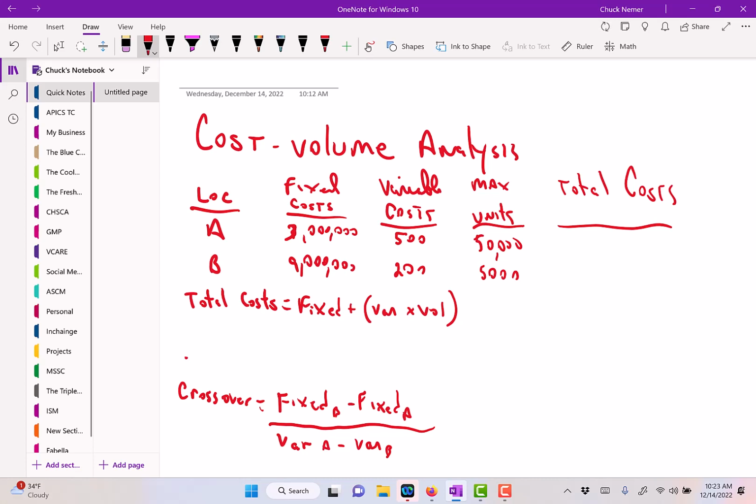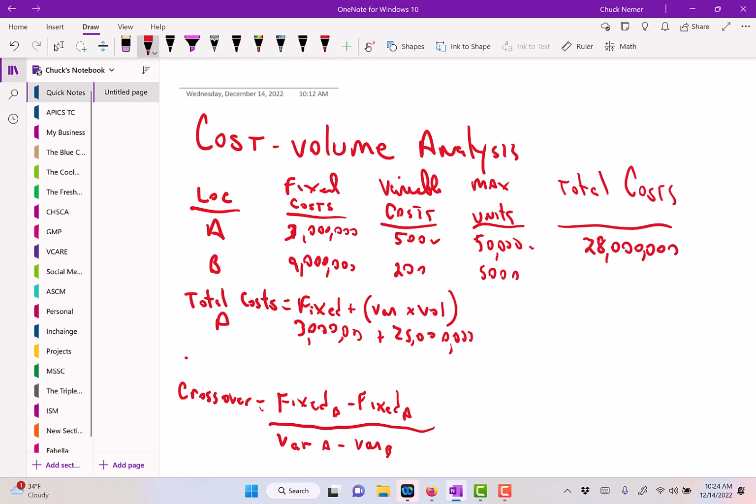It's the fixed cost, so let's do it for A real quick. 3 million plus the variable cost. We're going to do $500 a unit times 50,000 units. So I'm just doing my calculator here. That's 25 million. So the total cost for A can go up to 28 million when I add those two up.